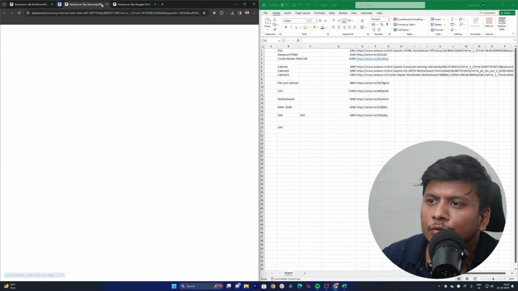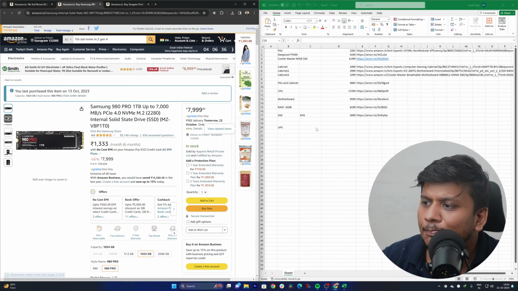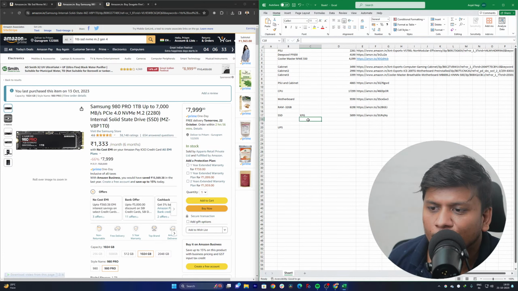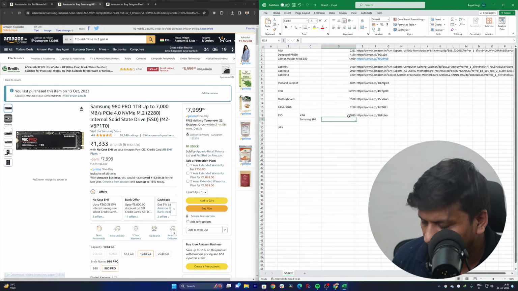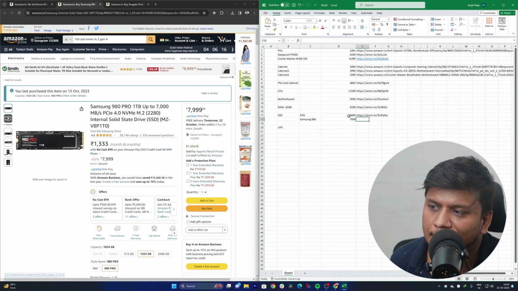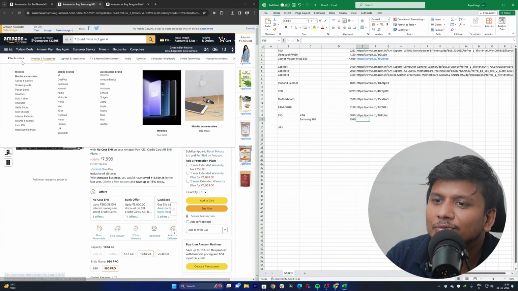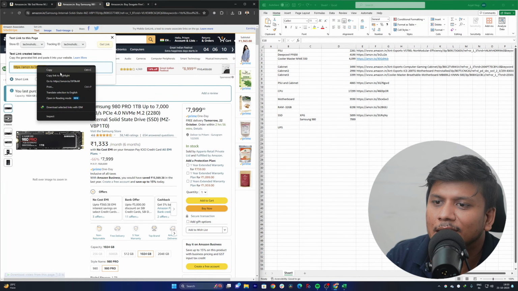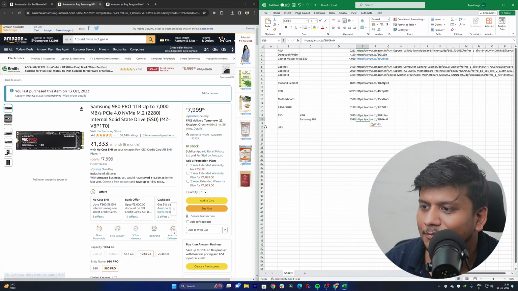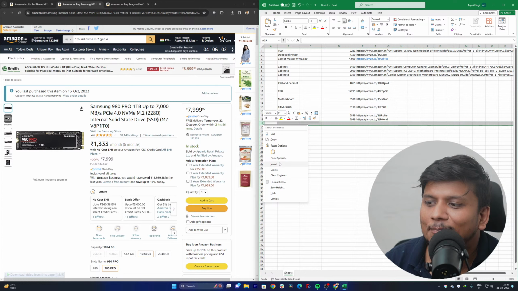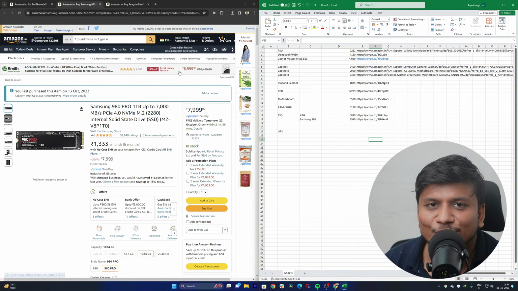If somebody wants to go with something else, I would recommend Samsung or Seagate. Although these are slightly on the expensive side, they are going to give you good reliability. So Samsung 980. This one is going to cost you 7,999, which is nothing but 8,000. Why do these companies write it like this? It's a kind of perception. People feel that they are paying less, but that's not the truth.